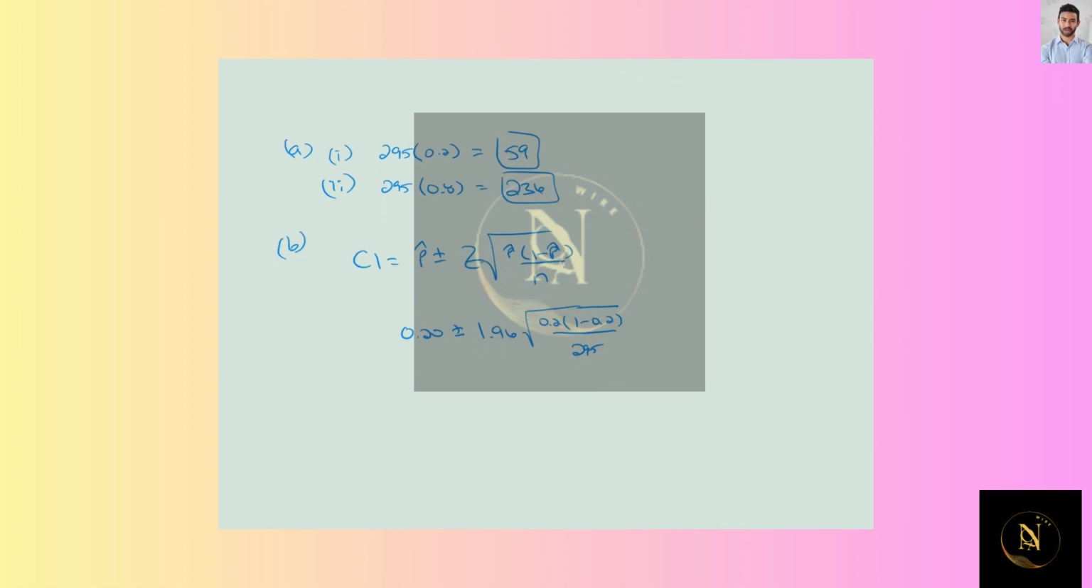And so to 4 places, the lower boundary is found by subtracting 0.2 minus 1.96 times the square root of 0.2 times 1 minus 0.2, or 0.8, over 295, and that's 0.1544. And the upper boundary is found by adding, to 4 places, that's 0.2456.